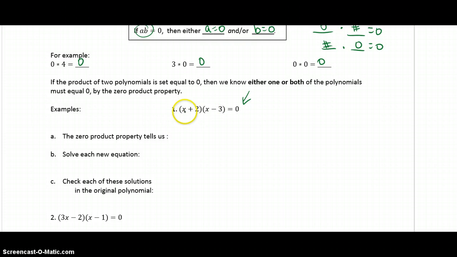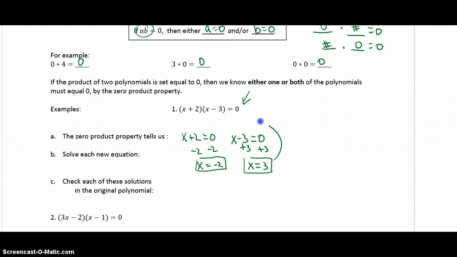For example, we have a binomial x plus 2 times a binomial x minus 3, and we're saying that equals 0. Just like the property above, we know that either x plus 2 must equal 0, or the second number multiplied, x minus 3, must equal 0. One or the other. Maybe both. If we subtract 2 and solve this little equation, we get negative 2 as one of our x values. And if we add 3, we get positive 3 as one of our x values.